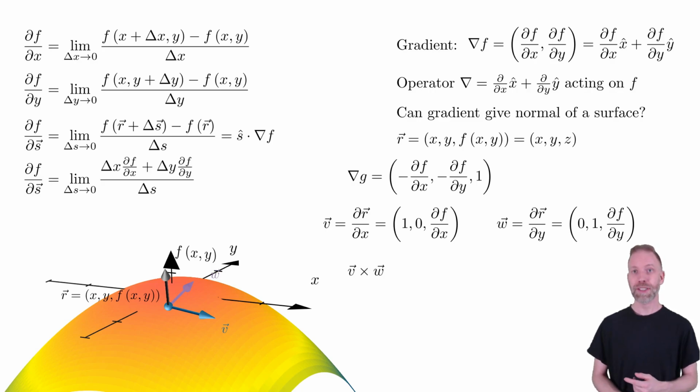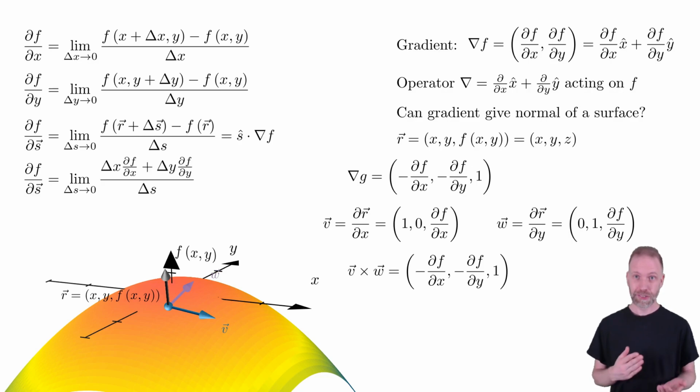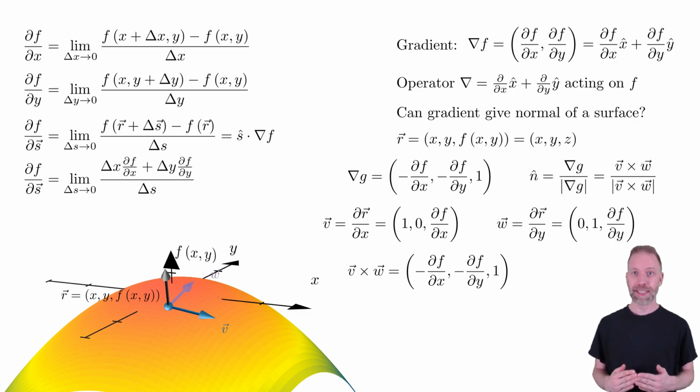If we have two vectors and want to create a vector that is perpendicular to both, we can use the cross product between them. When evaluated, this becomes minus df dx, minus df dy, and 1, which actually is the same vector as our gradient. All we need to do to get the normal vector n hat will be to normalize these by dividing by its length.